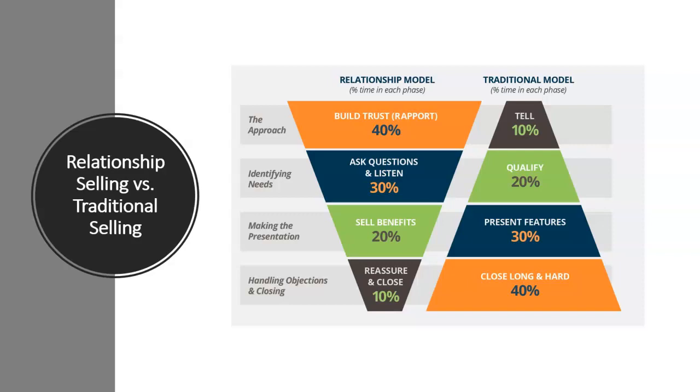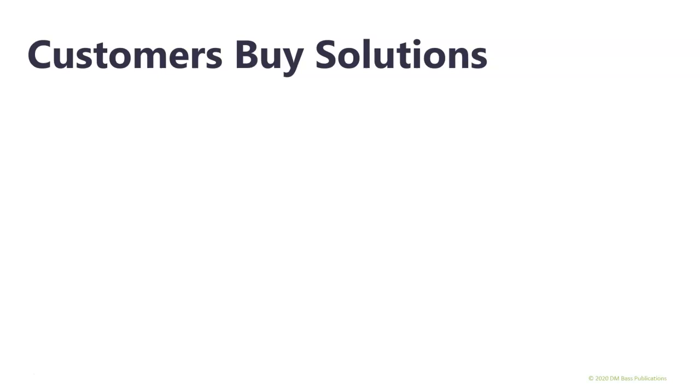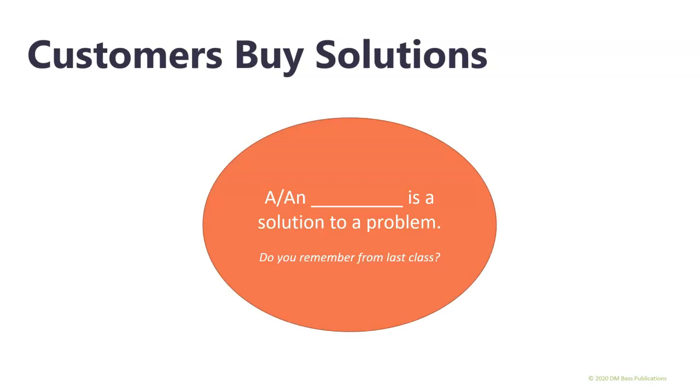So the relationship selling model is more effective short term as well as long term. So I said this before, but customers buy solutions. What is a solution to a problem? If you said benefit, you're correct.